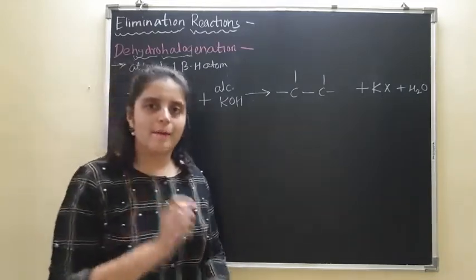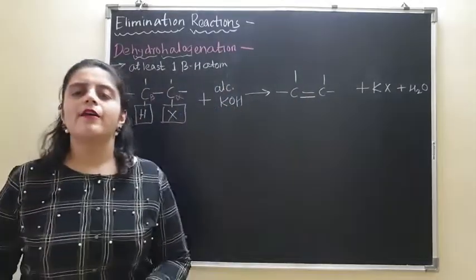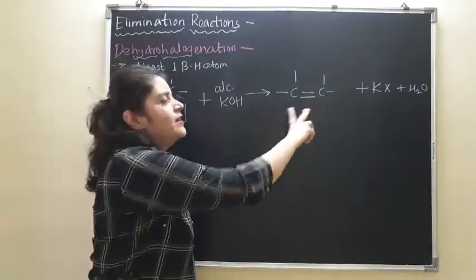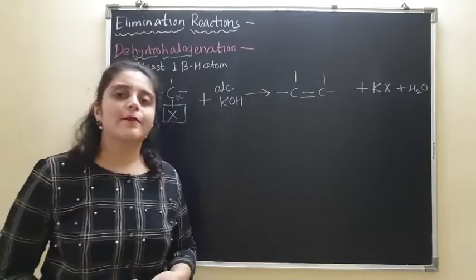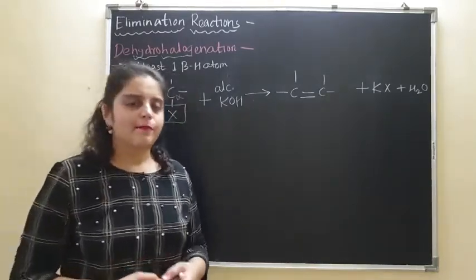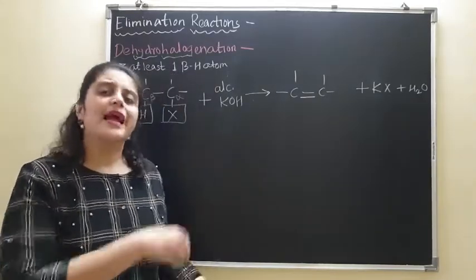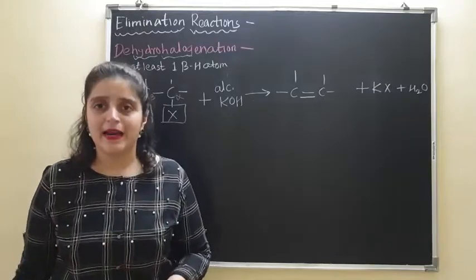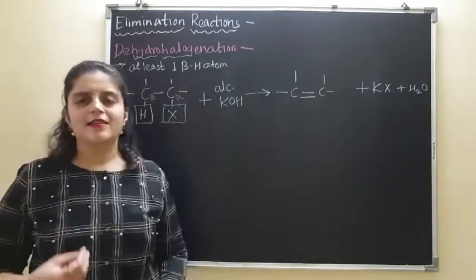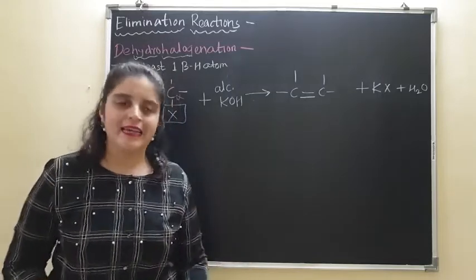So what is going to happen is there will be a formation of a double bond between two carbon atoms. Which two carbon atoms? Alpha carbon and beta carbon. The double bond will be formed between alpha carbon and beta carbon and not between any other carbon atoms. Now, which structure is this? What is the product that we have obtained over here? It is nothing but alkene.